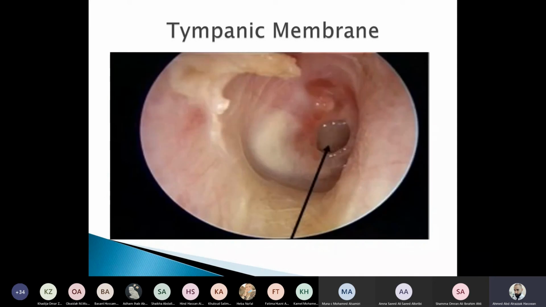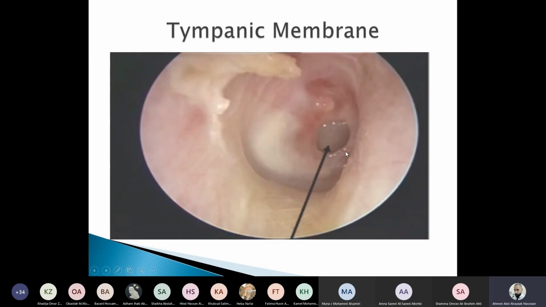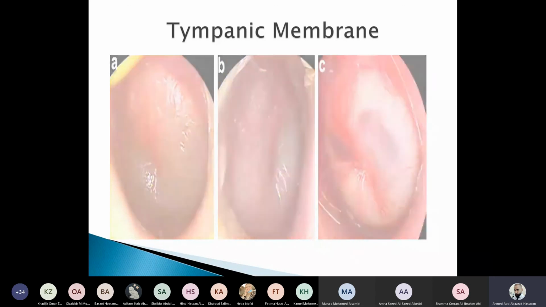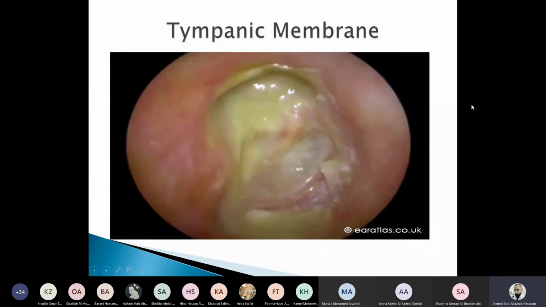Then finally, the tympanic membrane will perforate, and then the patient will feel relieved because the pressure in the middle ear will be relieved by pouring of the pus outside. But of course, there will be now a problem of hearing loss. So the patient will be complaining of hearing loss. Okay, so let's take a look at this one. Who can tell us what can you see?